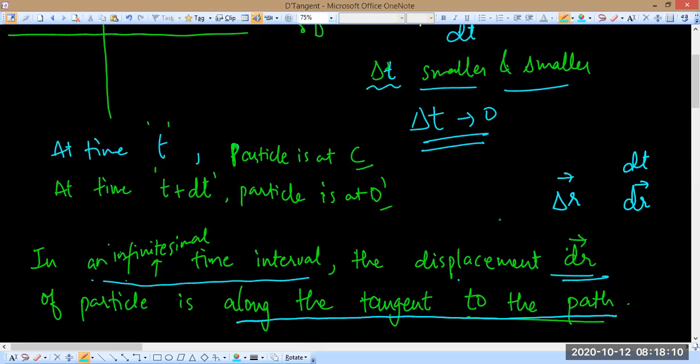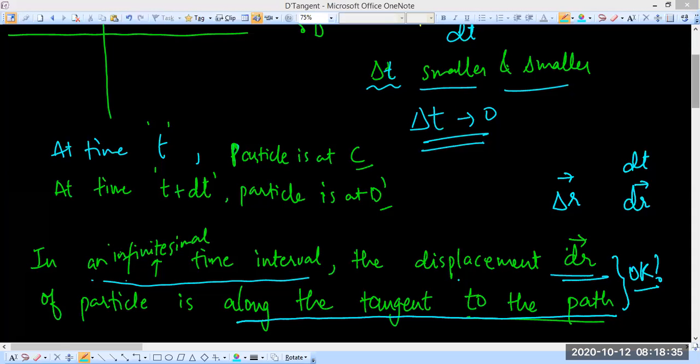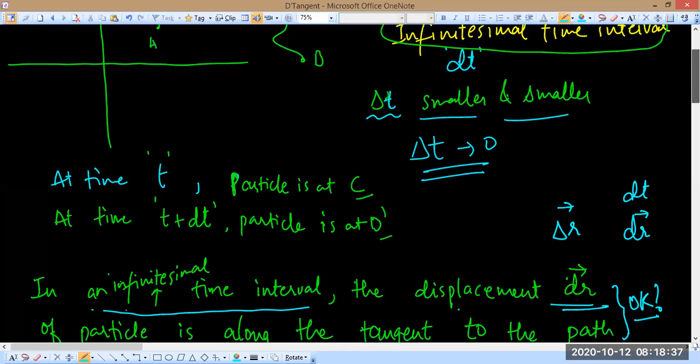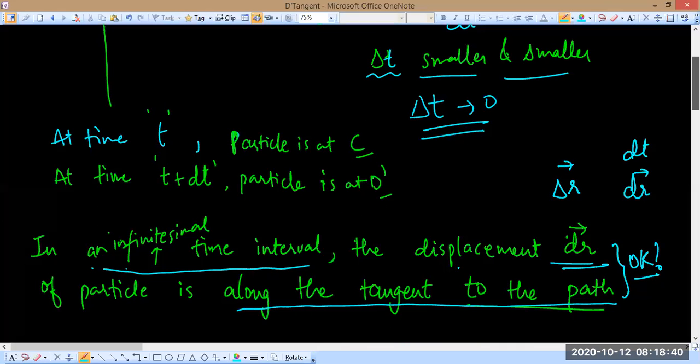Is that clear? I'm waiting for all of you. Make sure you understand this, because this will become a very important thing when we go to the next step. Okay, then fine. I think we are done with this point. We are done talking about displacement.